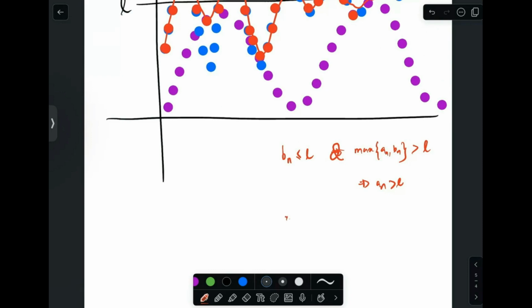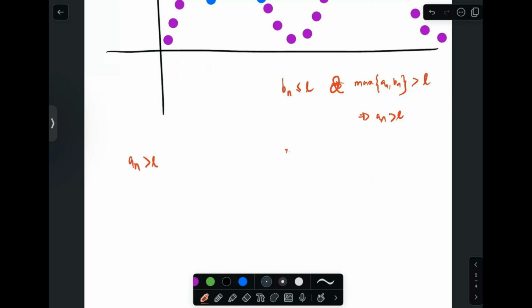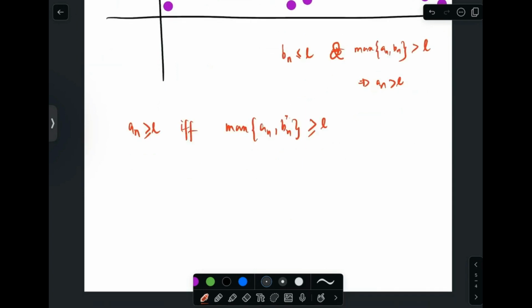Otherwise, and vice versa, so this observation that we have got is that an is greater than L if and only if max of an, bn is greater than L. This is what the observation is. Let's call it equal to, right? That means, can we say that if, rather I would say that if an is greater than or equal to L, not only this, the max is actually equal to an. Do you understand this, guys?